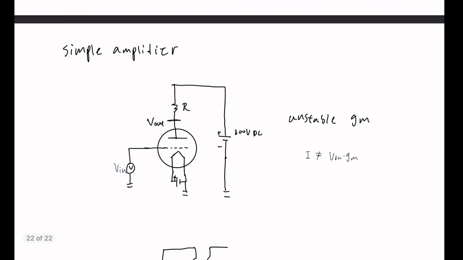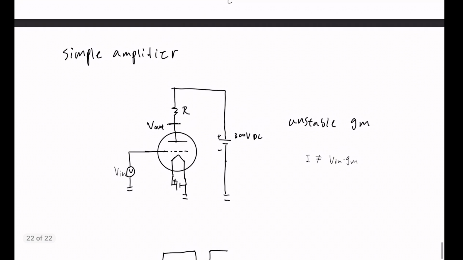Now, let's build a simple amplifier using the vacuum tube. The first one that came out of my head is just putting a resistor on the anode and biasing it with a 300 volt DC source. This design can work as an amplifier, but it's not very good.